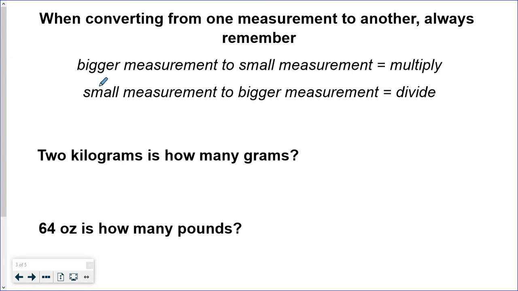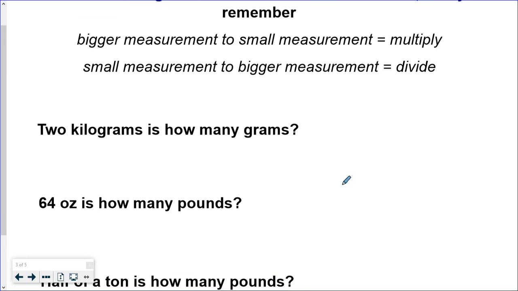The opposite of that is if you're going from a smaller measurement to a bigger measurement, you're going to divide. Again, they are equal in value. The only thing that's going to change is the number that's associated with it. So let's use that for a couple of our word problems that we have for today.